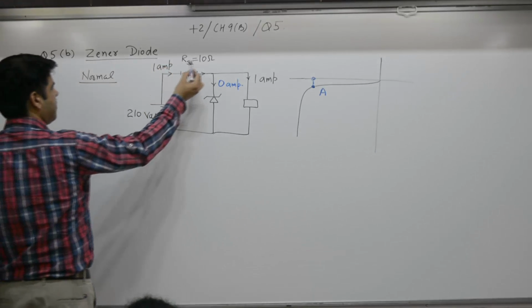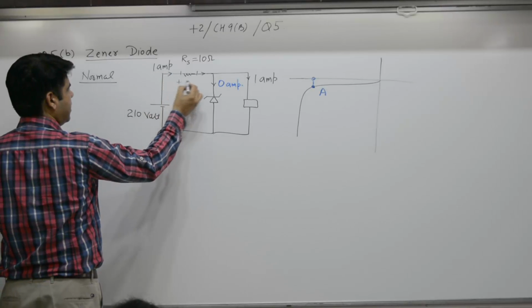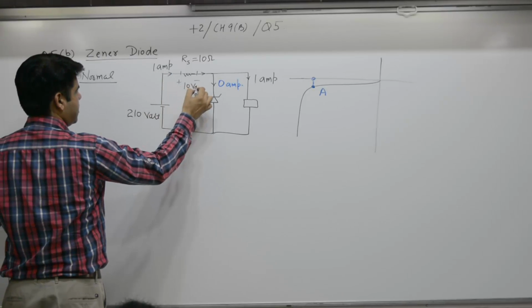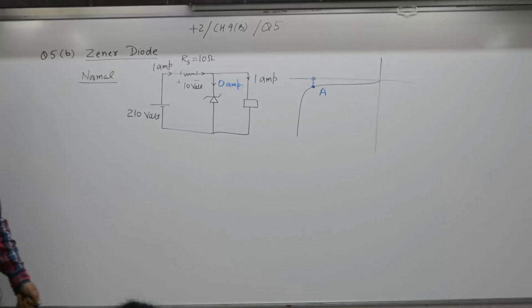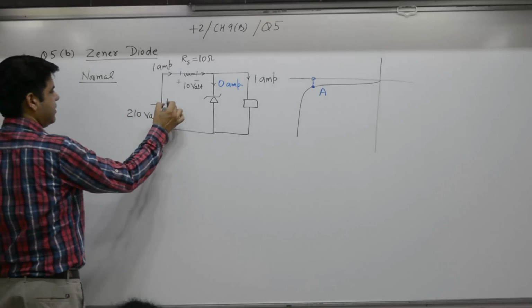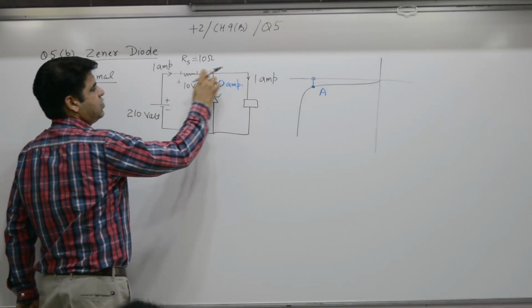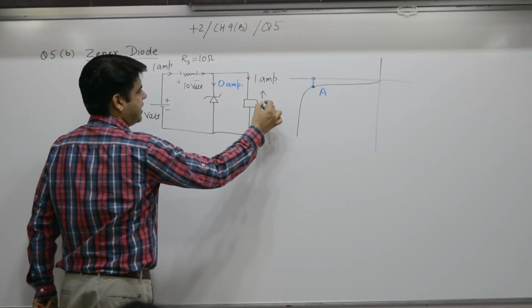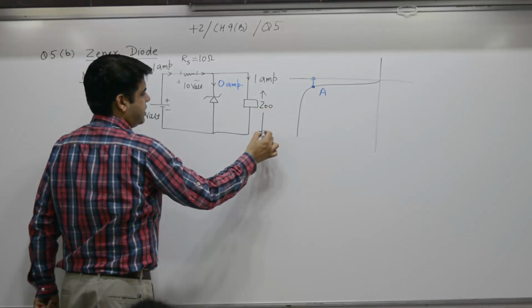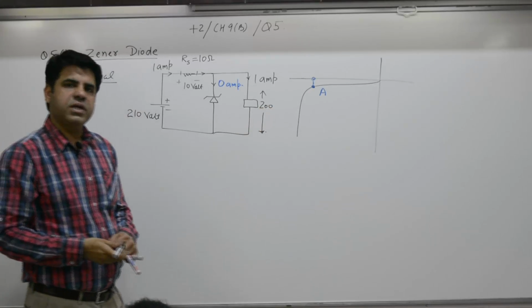So what is the voltage drop here? 10 into 1, 10 volt. What is the total voltage applied? 210. On its way, you lose 10 volt. So voltage across the device is 200. Normal case.